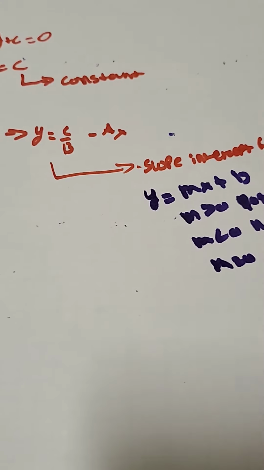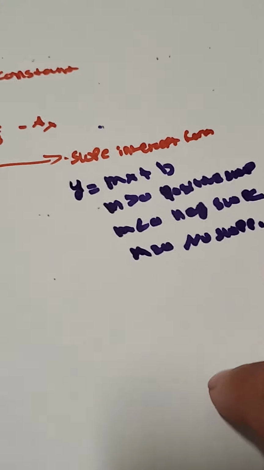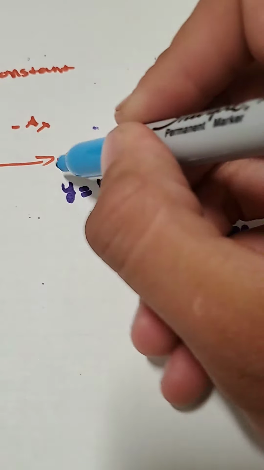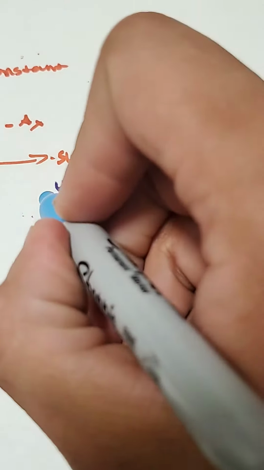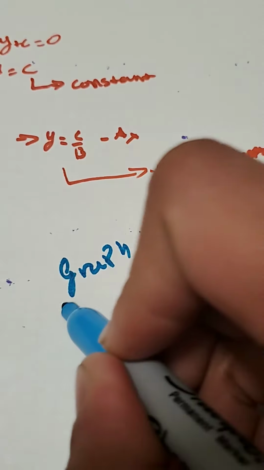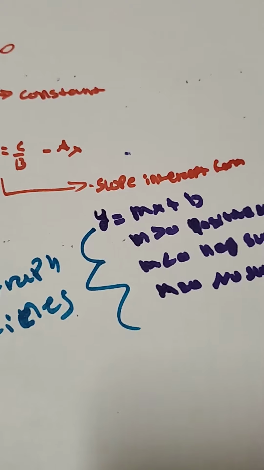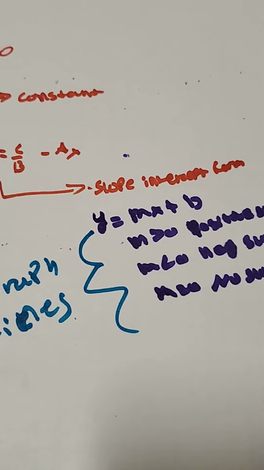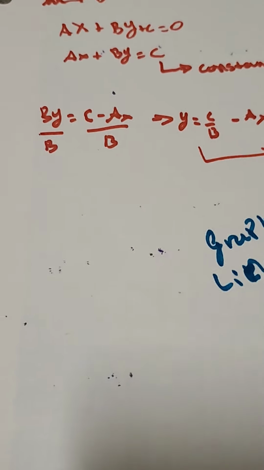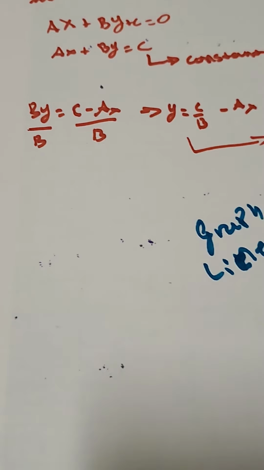Another thing: we use this form to graph. So this is used to graph. We use the slope-intercept form to graph lines. We have one more form, which we'll go into more depth tomorrow, which requires a point, and that is point-slope form.